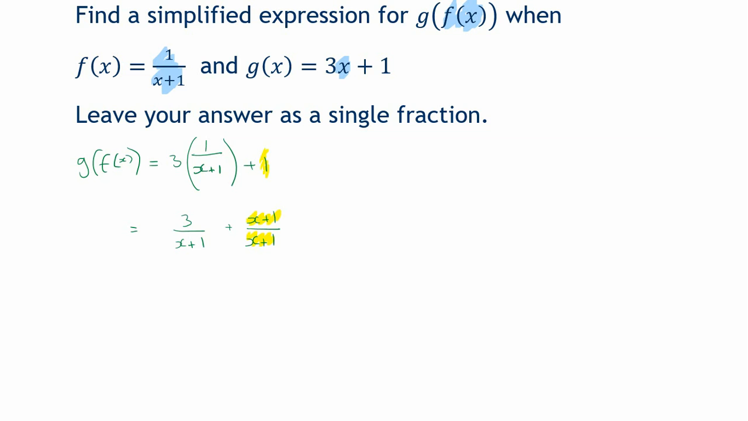But why have I chosen to write it like that? Well, now what I've created, of course, is a common denominator across these fractions. So I've chosen the denominator to match the one that was already there, which will now allow me to add these two fractions together. 3 over x plus 1 plus x plus 1 over x plus 1 gives us 3 plus x plus 1 all over x plus 1. So we've added those fractions together using that idea of common denominator.